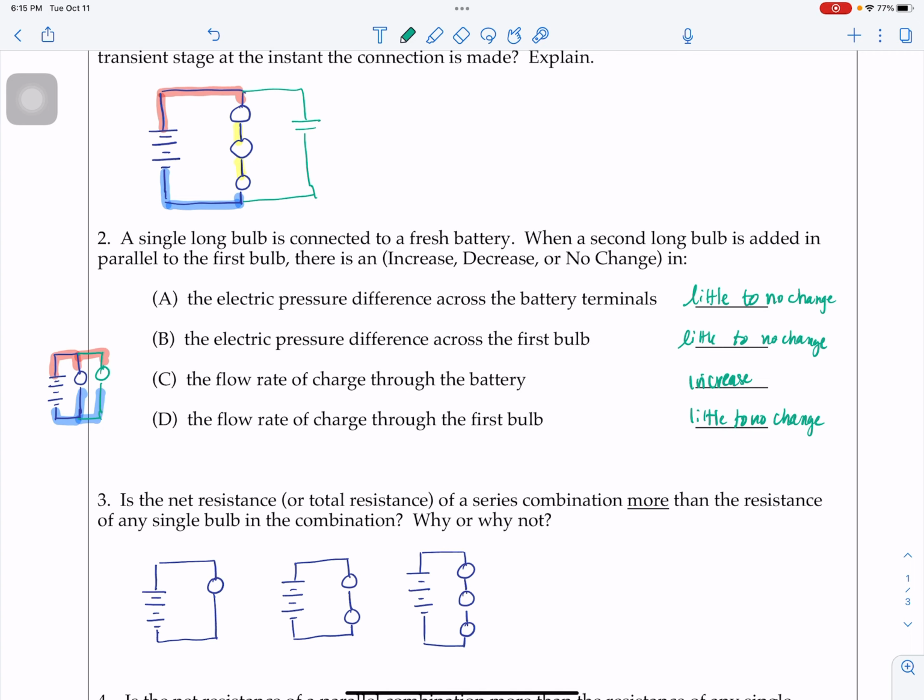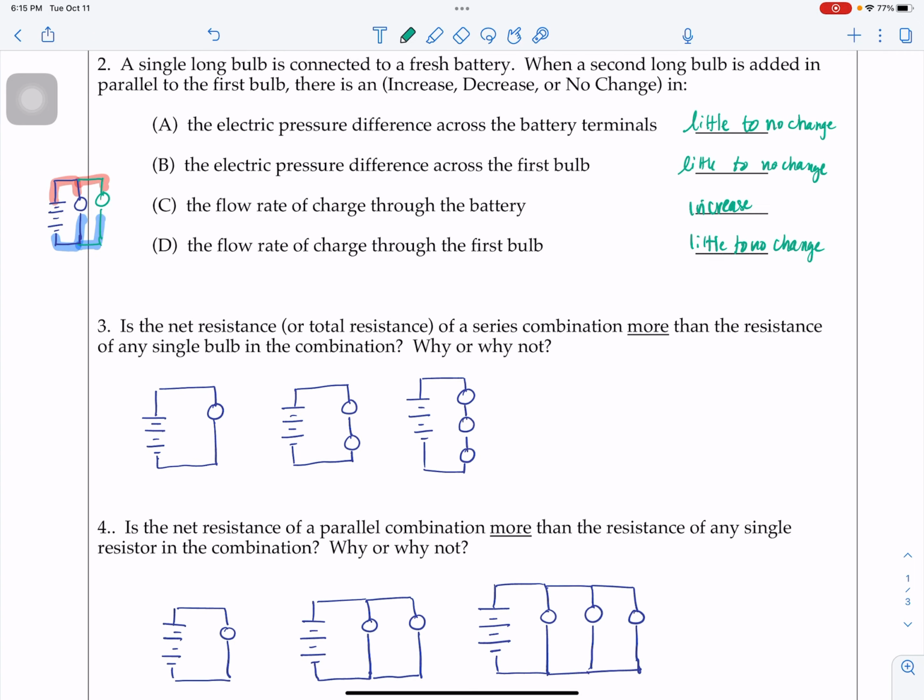Okay, number 3. And you may ask, do I need to draw these circuits? You don't have to, but I think it might help you picture it. Up to you. All right, number 3, is the net resistance or total resistance of a series combination more than the resistance of any single bulb in the combination? Why or why not? And you know just from doing the experiment where you started with 1 bulb and then added 2 and then added 3, these are in series, that these increasingly get dimmer.